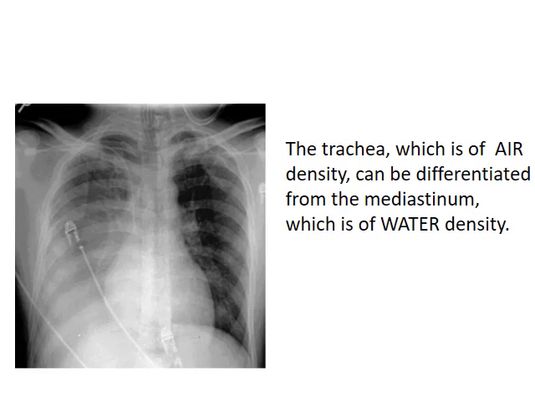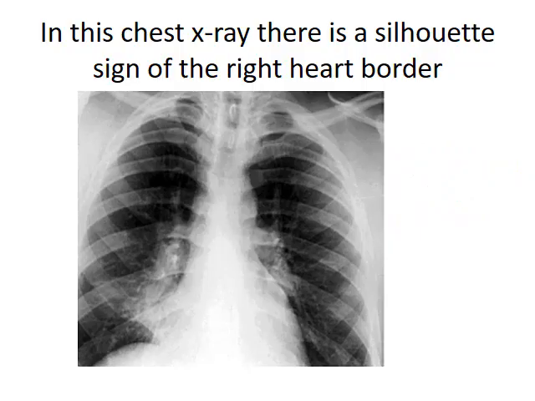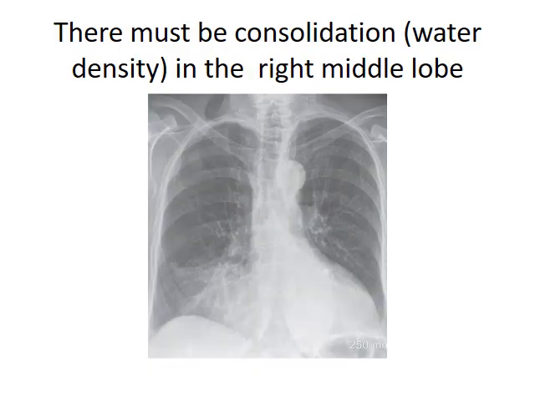The trachea is easily visible in this X-ray because it is of air density. When it comes in contact with a mediastinum which is of water density, it is easily visible. In this X-ray, there is a silhouette sign of the right heart border. So as the heart border is not visible clearly, there must be a consolidation in the right middle lobe.